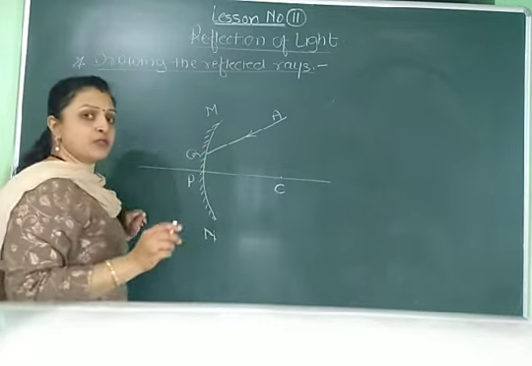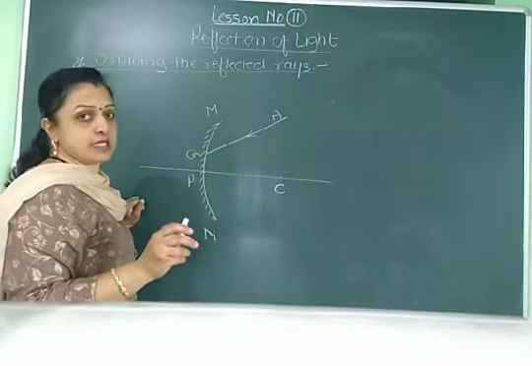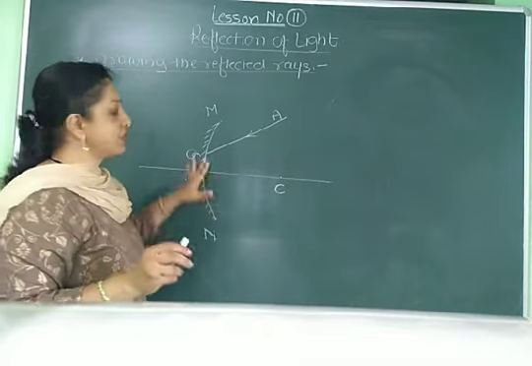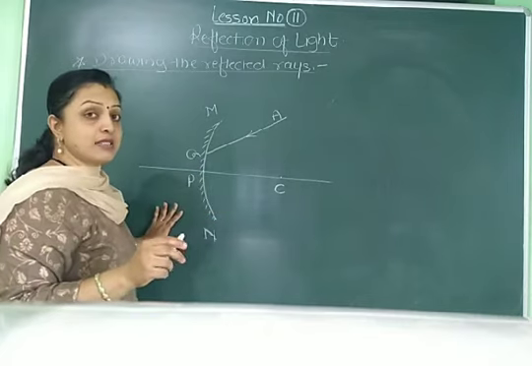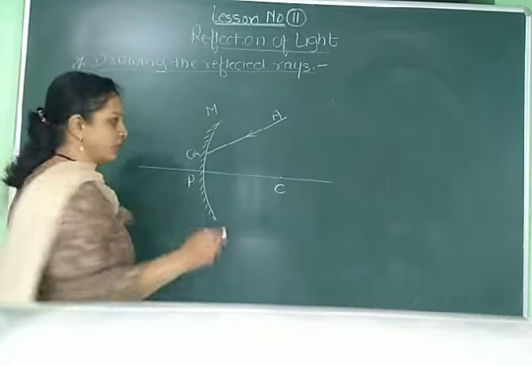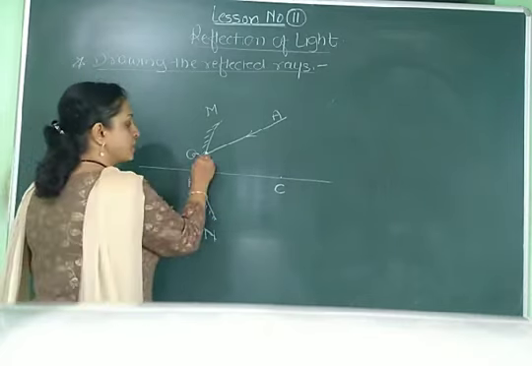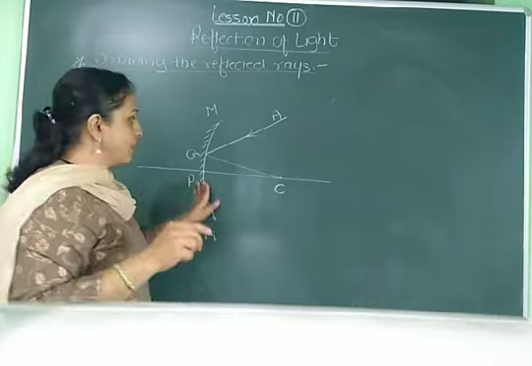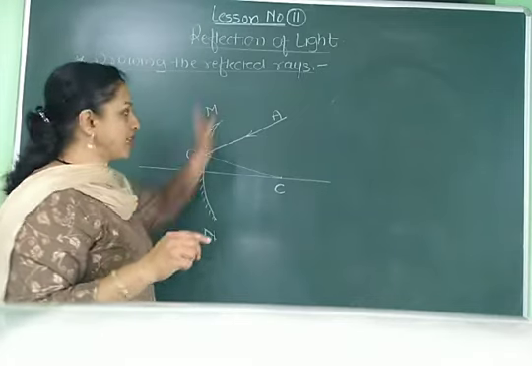Now first we have to draw a radius of the sphere of which the mirror is a part. That is called the radius of curvature. Suppose we join this point Q and C, then this QC is the radius of the sphere of which this mirror is a part. So this is also called the radius of curvature, and we know that the radius is always perpendicular to the circumference of that mirror, or that sphere.